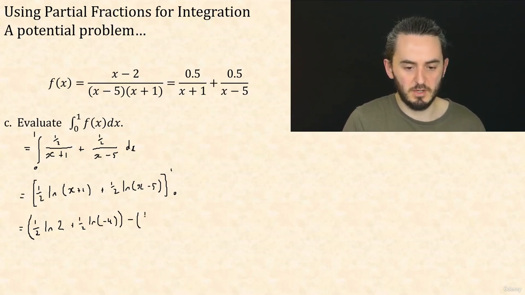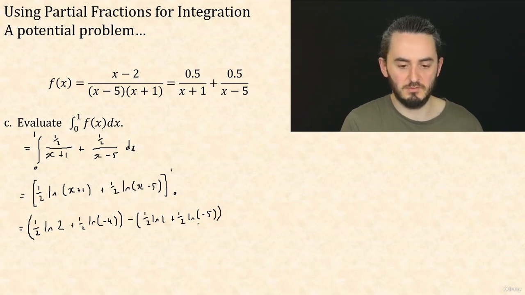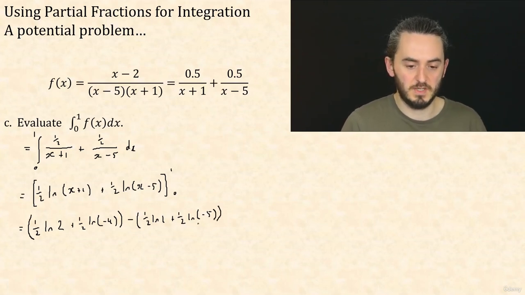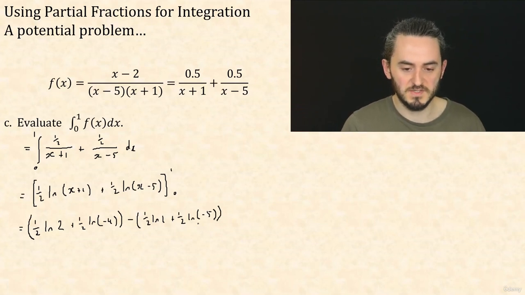And when we sub in our 0, you get half ln 0 plus 1 is 1, plus half ln, well, it's minus 5. So this is potentially disaster, right? Ln of negative numbers, they don't exist, or rather they're not real numbers. So how can we deal with that? Well, let me show you a clever way to get around that.